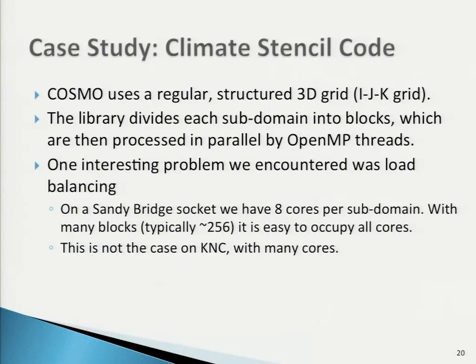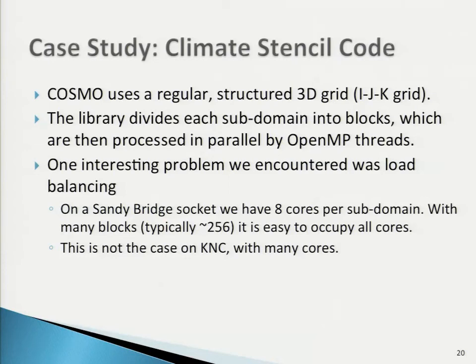And a really interesting problem we came up against was typically you have something in the order of 256 or 512 blocks in a subdomain. So we use MPI to break the global domain up, and then each little subdomain will have about 256 to 512 blocks. And you've only got 8 cores in a Sandy Bridge socket, so it's quite easy to distribute, get really good load balancing, dividing 8 into 256. You've got plenty of work to keep all of those 8 cores very happy.